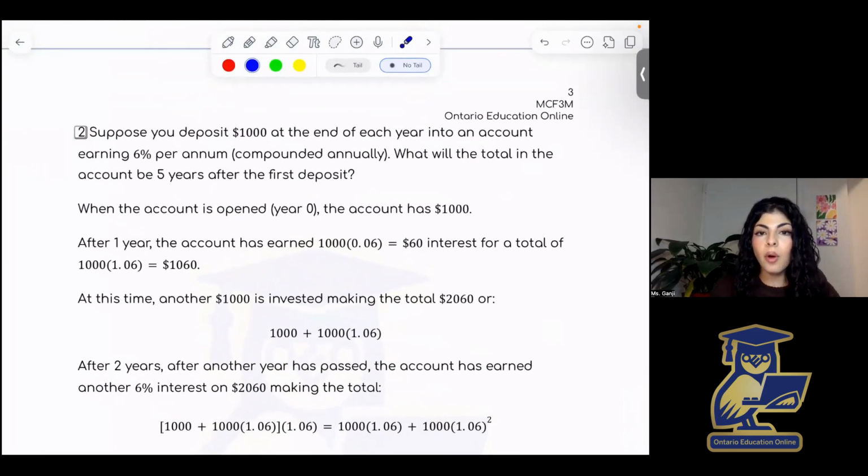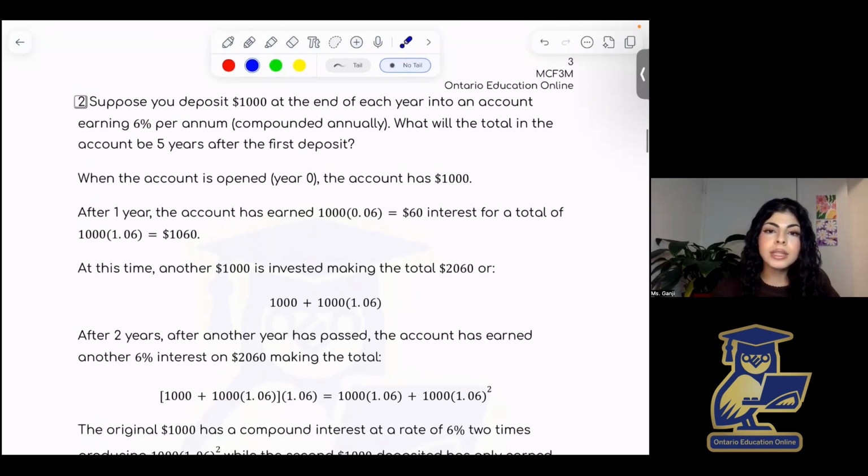So now here we have our ordinary annuity because we are depositing at the end of each year. So we are depositing $1,000 at the end of each year into an account that earns 6% per annum and it's compounded annually. And we're asked what will the total in the account be 5 years after the first deposit. So again, another exception here, just because I want to show you a lot of variety of problems.